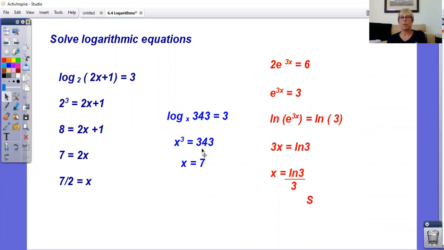7 cubed is 343. You'll have equations with base e. Now, in order to solve that, you are not allowed to have any coefficients in front of e. You're not allowed to have any multiple factors there. So you're going to divide by the 2. Then, to get rid of an e, to undo, we use its inverse. The inverse of e is ln, natural log. So I'm going to natural log both sides. The ln will cancel the e out and the 3x drops down. Then divide by 3.